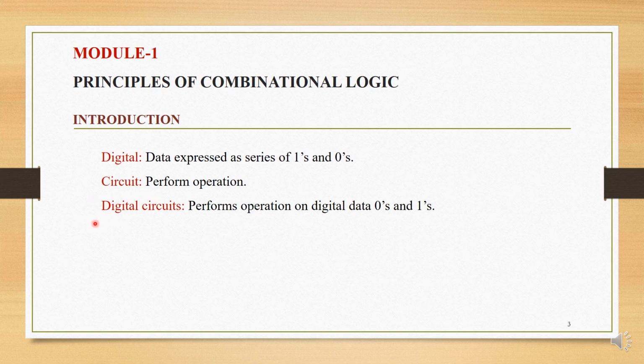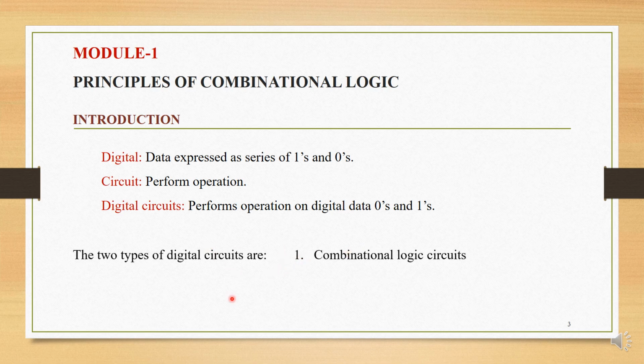Now we learn what a circuit is. A circuit will perform some operation. It can be either an analog operation or a digital operation. In an analog operation, the input is given in analog form, and in digital circuits we perform operations based on the digital input, that is ones and zeros. So digital circuits perform operations on digital data, that is a series of ones and zeros.